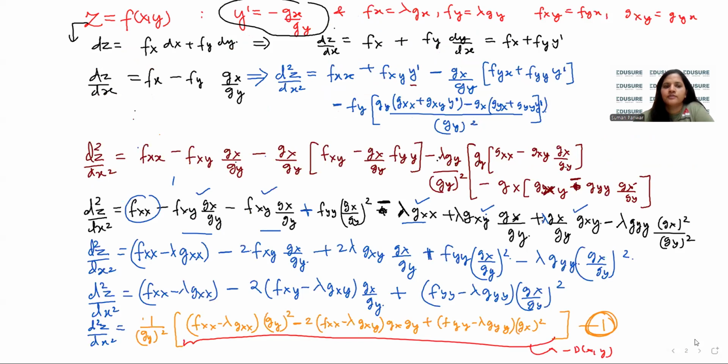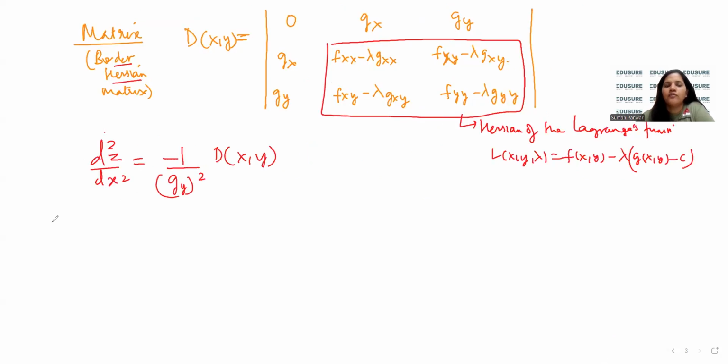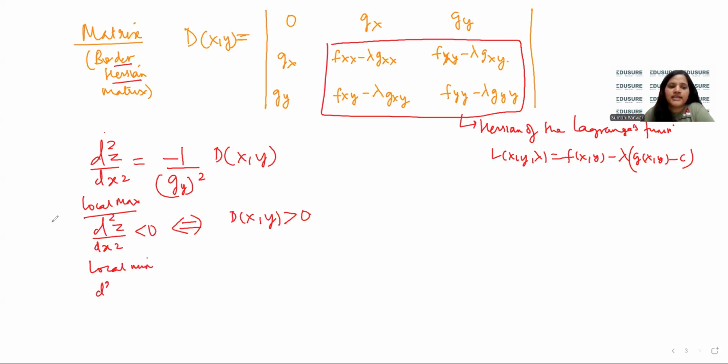Now we know that for local maxima, the second derivative should be negative. So this is equivalent to Dxy positive. And for local minima, the second derivative has to be positive. This is equivalent to Dxy being negative because of this negative sign.